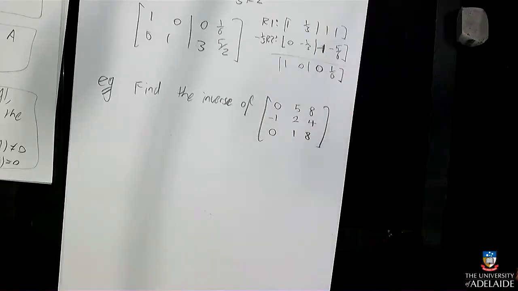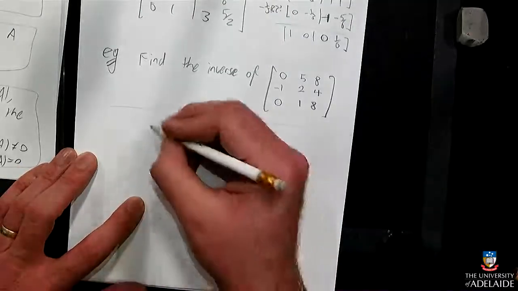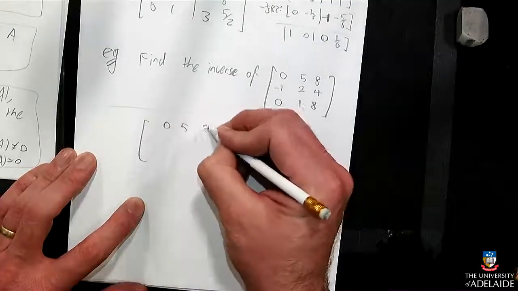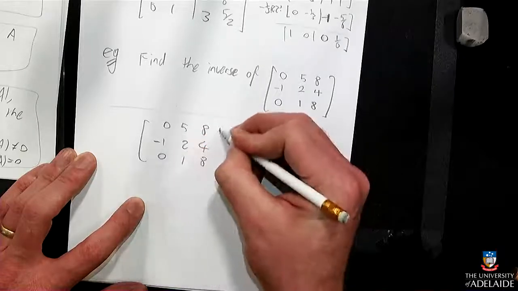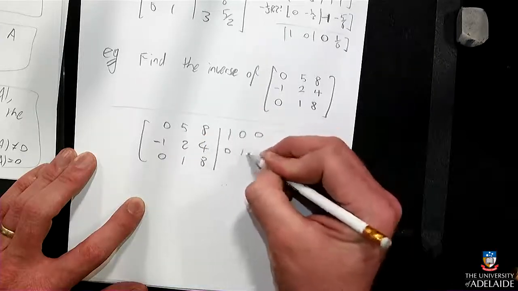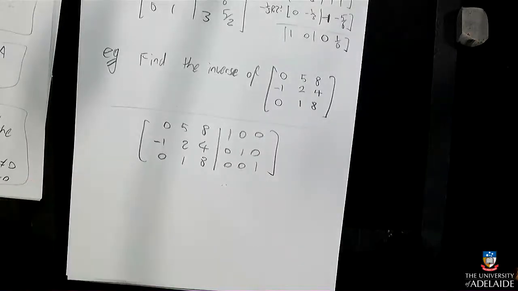This matrix here. Okay. So what I'll do is I'll line it up next to an identity, and I will do row operations until the left-hand part is the identity. And then by that time, the inverse will be that.